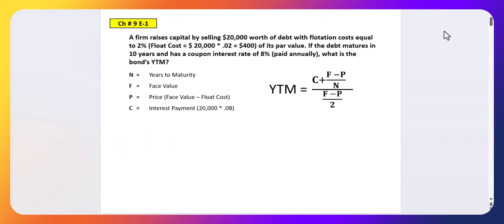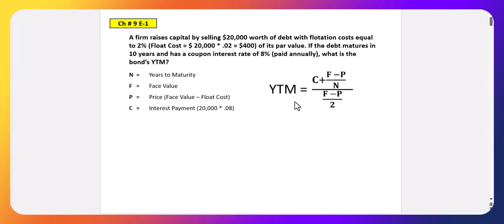Exercise 1, Chapter 9. A firm raises capital by selling $20,000 worth of debt with flotation costs equal to 2%. If we take the 2% from the $20,000, we end up with a float cost of $400. If the debt matures in 10 years and has a coupon interest rate of 8% paid annually, what is the bond's yield to maturity?